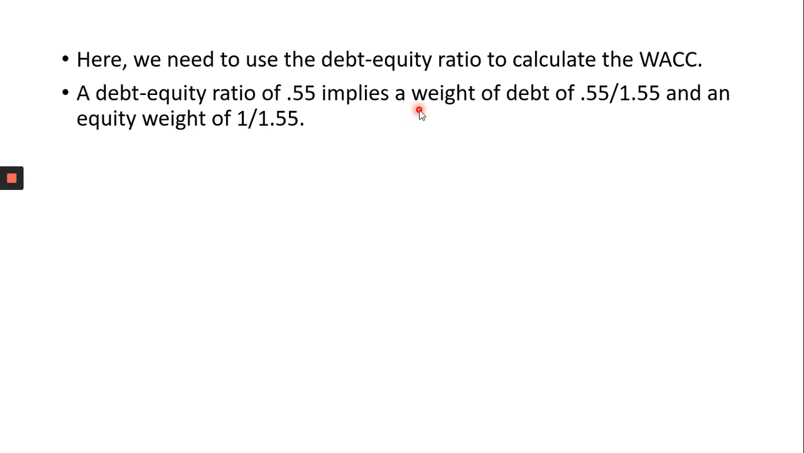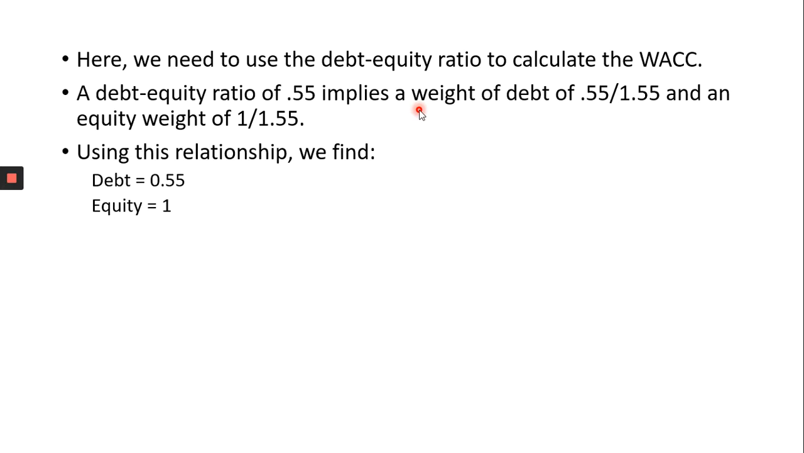So using this relationship, we can establish that the debt is equal to 0.55 while the equity is 1. The total value is just the summation of debt and equity. So in our case, the debt is 0.55, equity is 1, so our total value is 1.55. Using this, you can easily calculate the weight for debt and equity.